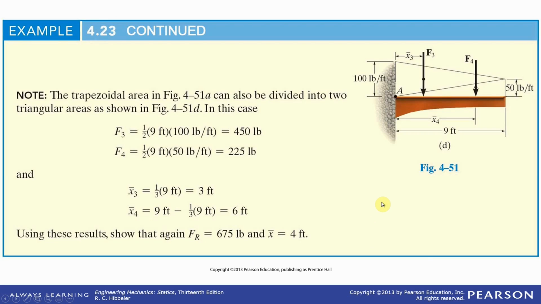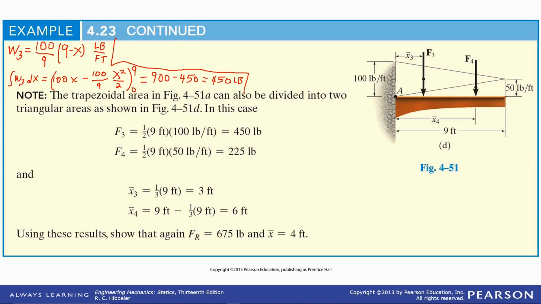Let's run through that by hand one time. We can write down W3 being this, and that is this height. W goes from 100 at x equals 0 to 0 at x equals 9. You can check that this will make that true. It's a linear equation: 100 when x equals 0, 0 when x equals 9. Just integrate it, which is a pretty easy integration, and you get 450 pounds, exactly what you expect.